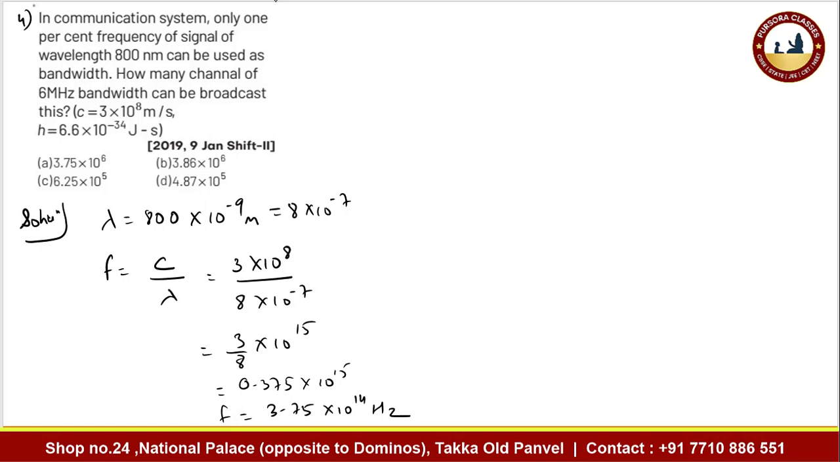Now how much can we use? We can use only 1% of the frequency of the signal. So 1% of frequency will be 1 by 100 into 3.75 into 10 raised to 14. So that is 3.75 into 10 raised to 12 hertz. So this much frequency of the bandwidth we can use.